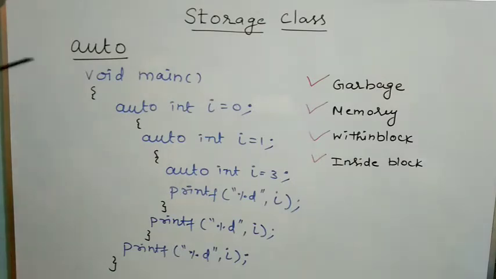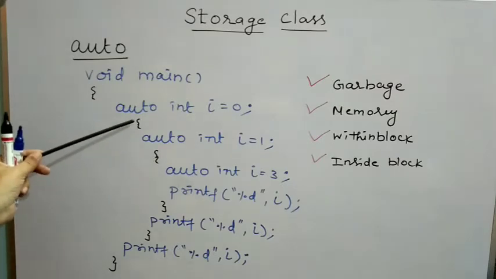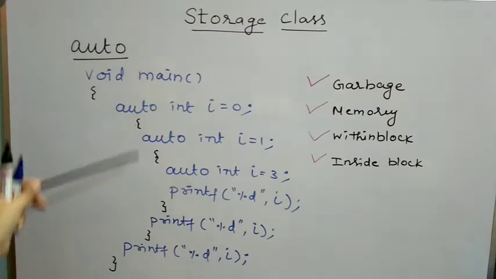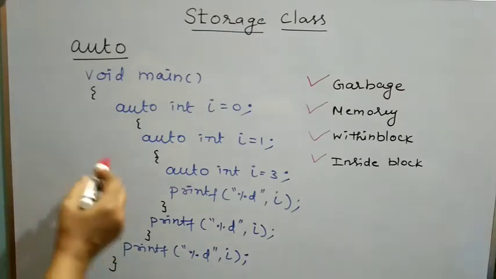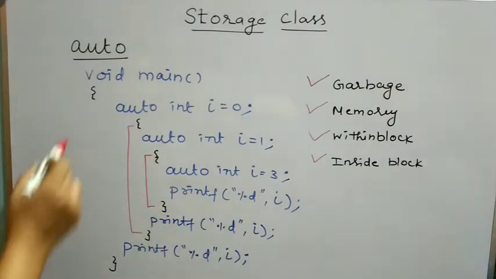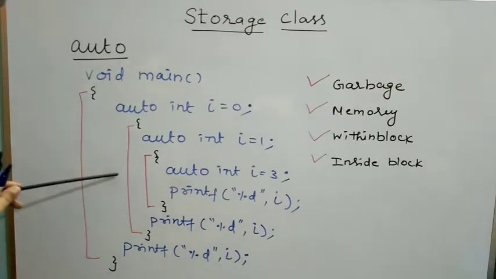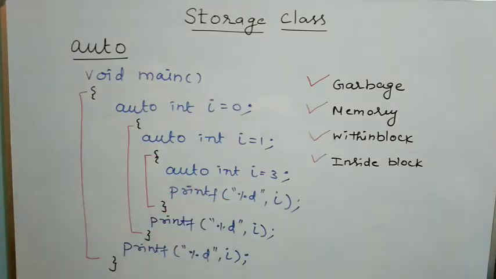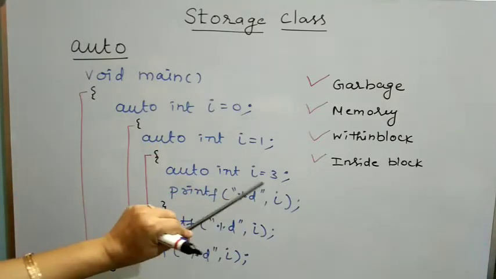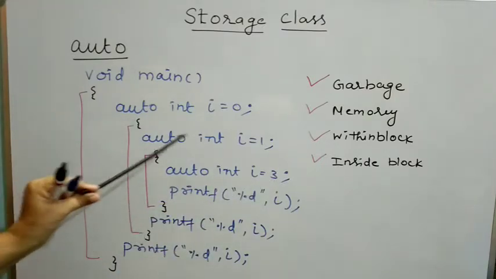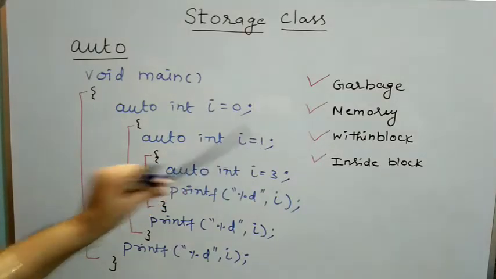We have taken a sample program. Inside this main function I have declared two blocks. A block starts with a curly brace and ends here. This is the first block, and inside this I have defined one more block. So within the main function I have declared two blocks. Inside this block I have defined and declared a variable I with the initial value 3, and within the other block I have declared the variable I initialized with value 1.